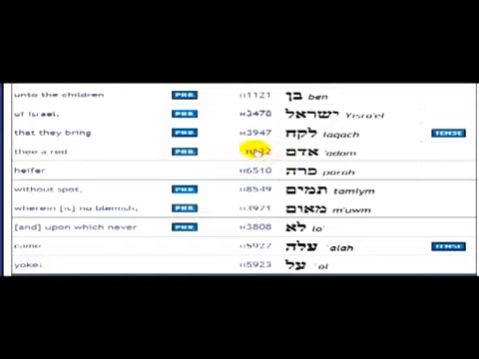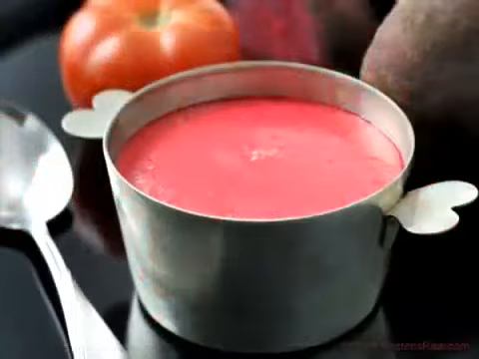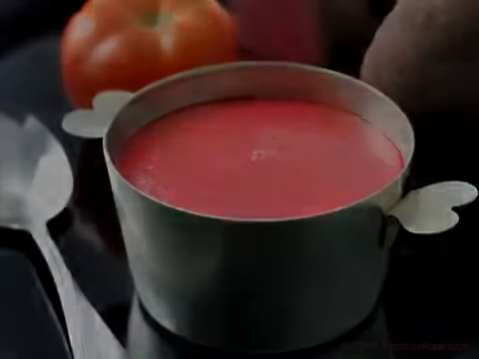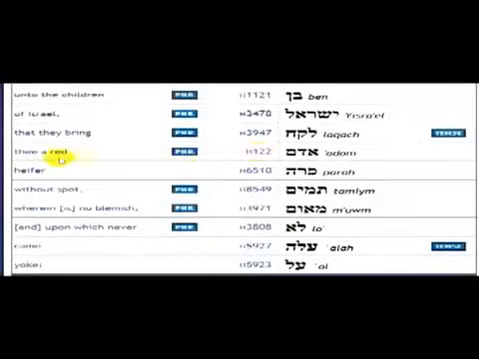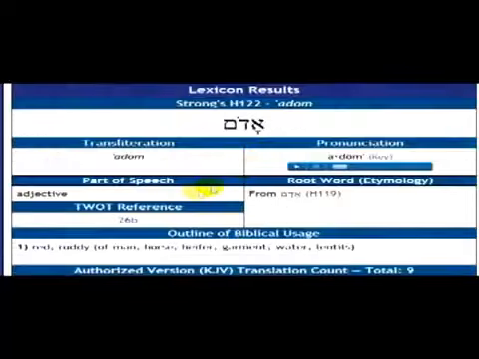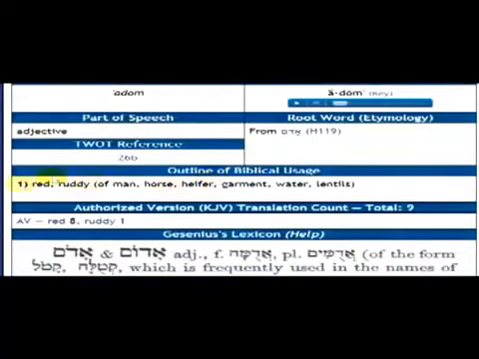The other red, where it refers to the clothes stained in blood, the color of blood, the color of the pottage that Esau ate, is supposed to all be red, Adom. All right, this is just something they put on there. So it says a red, number 122. So this particular red really is Adom, like a brown, like a brownish type, like a brownish red. So Adumah here, red, ruddy, of man, horse, heifer, garment, water, lentils.